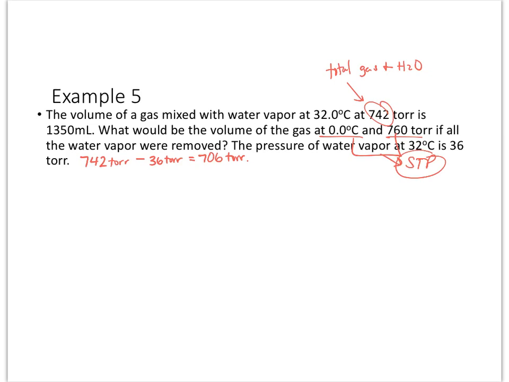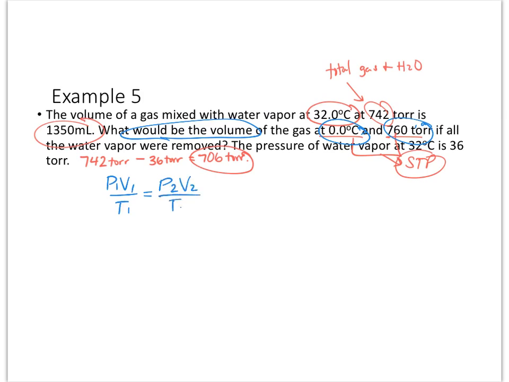So we have an initial temperature, we have an initial pressure, we have an initial volume, and now they're saying, well, here's the new temperature and the new pressure, what would be the new volume? So we could do a combined gas law problem here. You could do PV equals nRT, solve for moles, and then do PV equals nRT again, using those moles. But I like using this one.